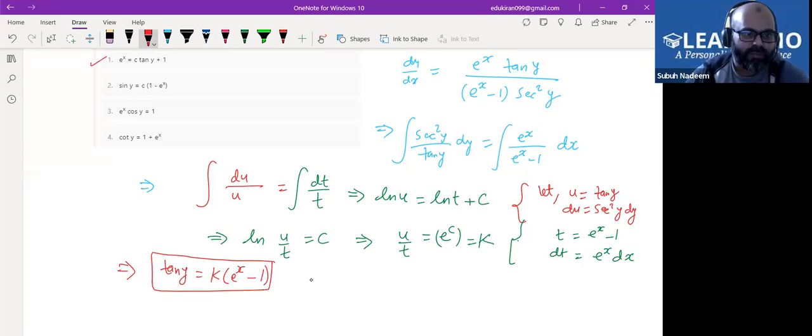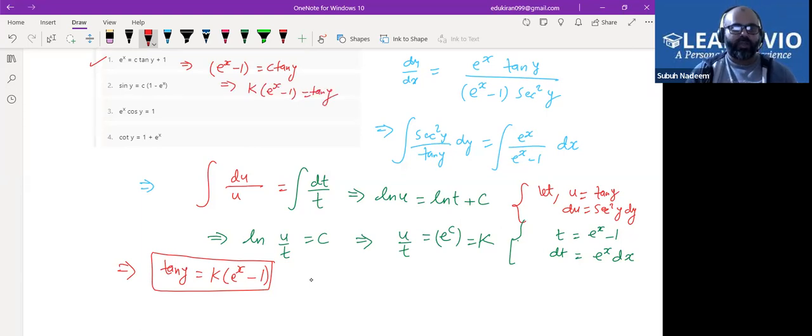That is option 1. If you see here, you take 1 on the left, e to the power x -1 is equal to c tan y. And you can also write it as 1 by c, which is another constant k, e to the power x -1 is equal to tan y. So tan y is equal to k e to the power x -1. You can say this.